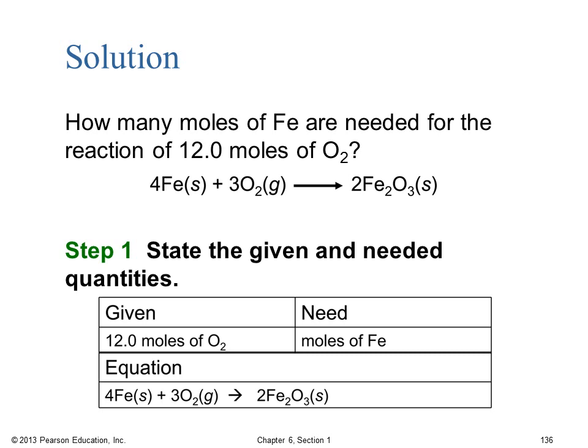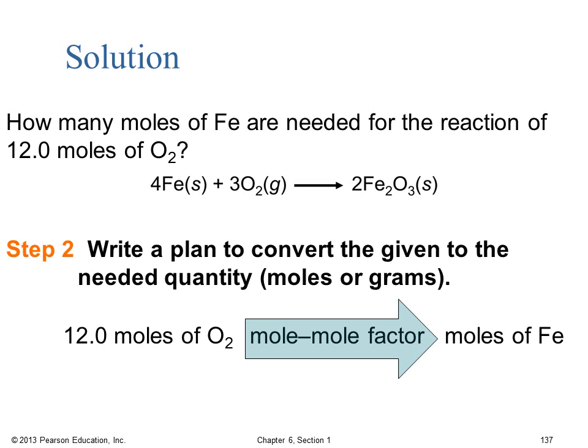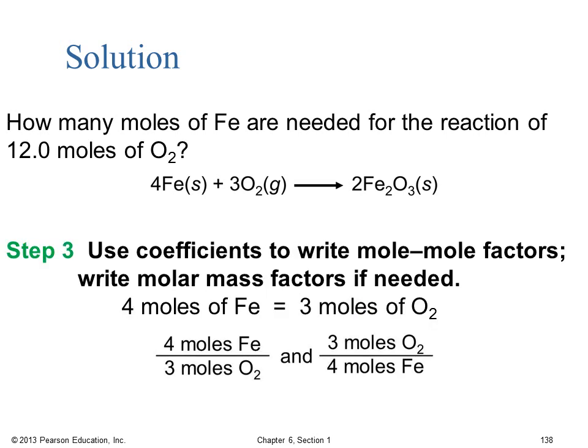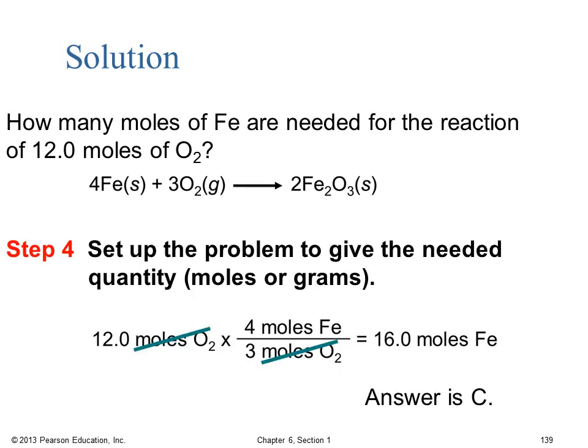So we have to figure out what we're going to need to use. We're going to use our mole to mole factor, our mole ratio. Our mole ratio is 4 moles of iron per 3 moles of oxygen, or 3 moles of oxygen per 4 moles of iron. We want our moles of oxygen to cancel out and be left with moles of iron, so we use the one on the left, 4 moles of iron per 3 moles of oxygen. We multiply 12 moles of oxygen by 4 moles of iron, then divide by 3 moles of oxygen, and we end up with 16 moles of iron. So that's choice C.